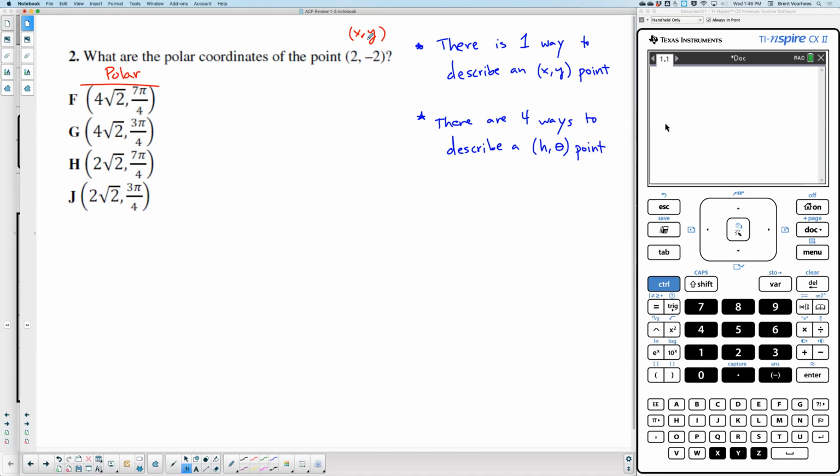Okay, so what does that mean for us? You see how this is x and y? What I can do in the calculator is convert it to polar, but there's no guarantee that the answer is going to be there because it might not be the correct one of the 4 that they listed.